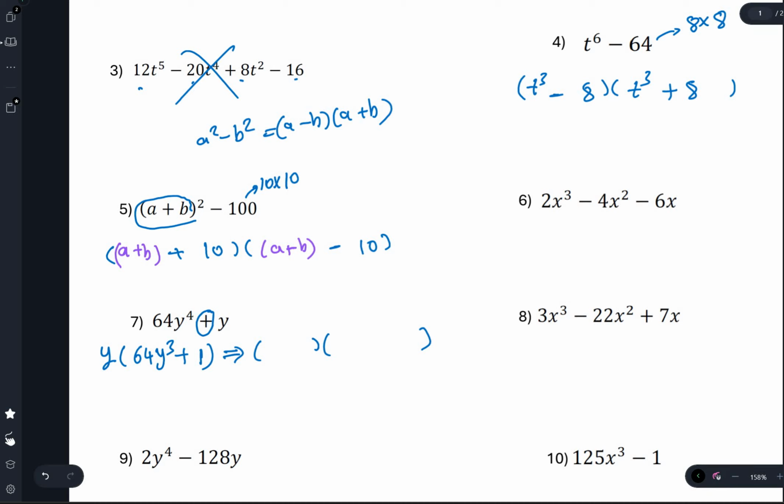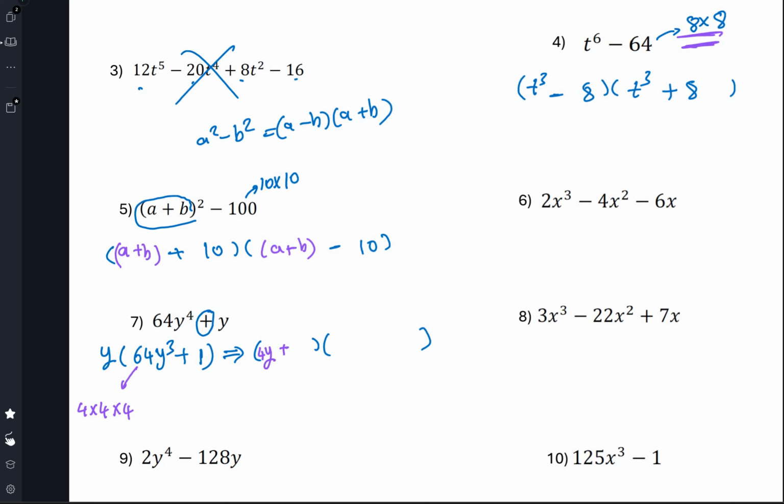In the small bracket, we write the same sign, positive. 64, which number times itself 3 times equals 64, which is 4 times 4 times 4. Please don't write 8. 8 is for square. I know 8 times 8 equals 64, but this is for square. For cubic, it must be 3 numbers. So which is 4? 4 is the answer.